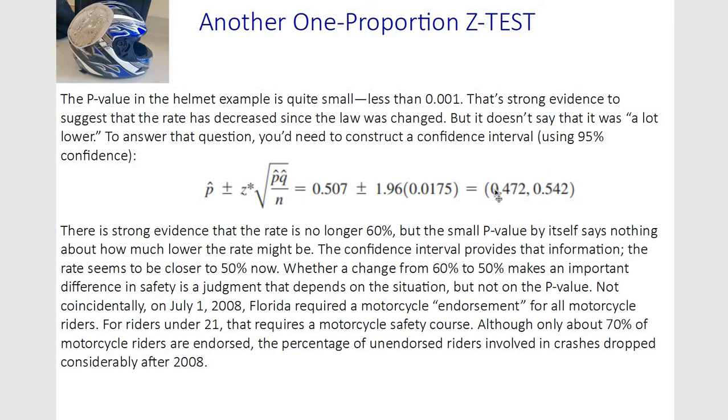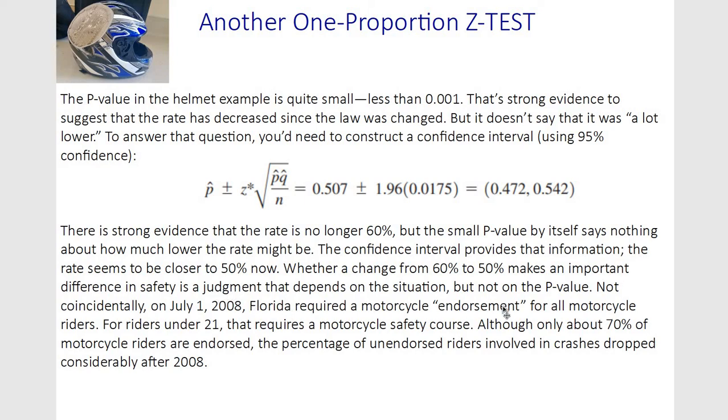And that lies from 0.47 to 0.54, which is strong evidence that the rate is no longer 60%, because 60% is not included. Of course, if this went from 47% to like 59 or 58, not necessarily strong evidence. But we're 6 percentage points less, well, a little more than 5. So that's evidence that it's no longer 60%. Now, whether a change from 60 to 50% makes an important difference is a judgment call.